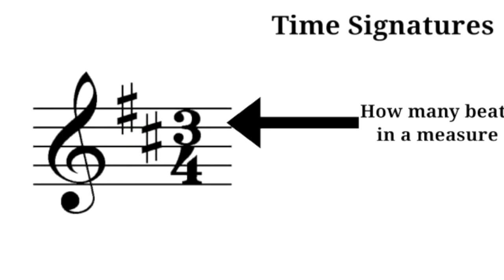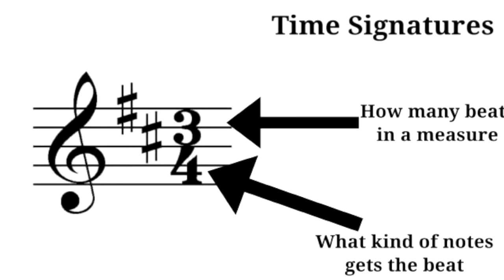These fractions are called time signatures, and they let us know 2 important things. The number on the top tells us how many beats there are in a measure, while the bottom number lets us know what kind of note gets the beat.